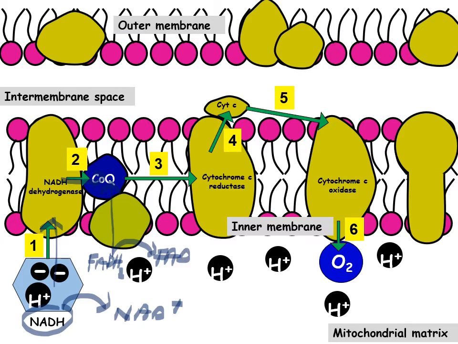So the electrons from NADH and FADH2, from coenzyme Q, will pass to cytochrome C reductase, then to cytochrome C, and lastly to cytochrome C oxidase. Cytochrome C oxidase passes its electron to oxygen, the last electron acceptor. So oxygen will combine with H+ and electrons to form water.